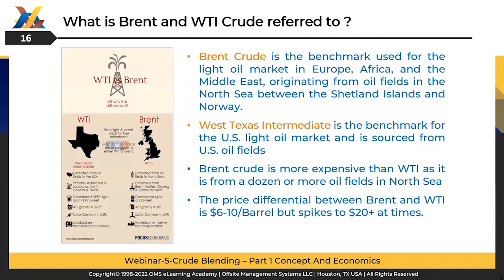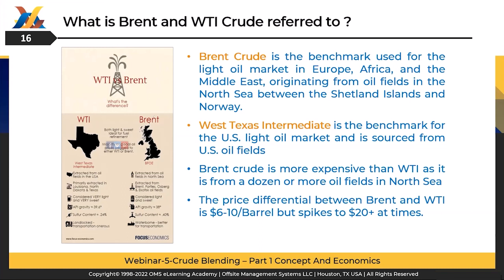So, in the industry, there are two types of crude used for benchmarking prices. One is called WTI, West Texas Intermediate, and the other is Brent crude. WTI is mostly US-based crude from US oil fields, and Brent crude is the benchmark used for Europe, Africa, and the Middle East, and it originates from the North Sea between the Shetland Islands and Norway.